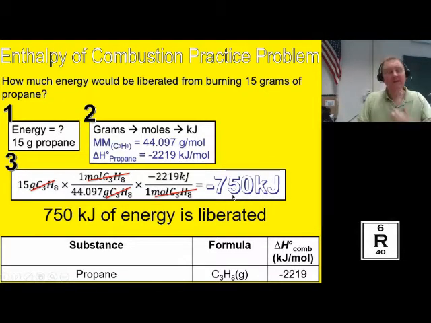However, you don't need to say negative in your answer because the question says, how much energy would be liberated. And so I would answer as 750 kilojoules of energy is liberated. Why? Let's think about this. This is the change of the system. The system lost negative 750 kilojoules.